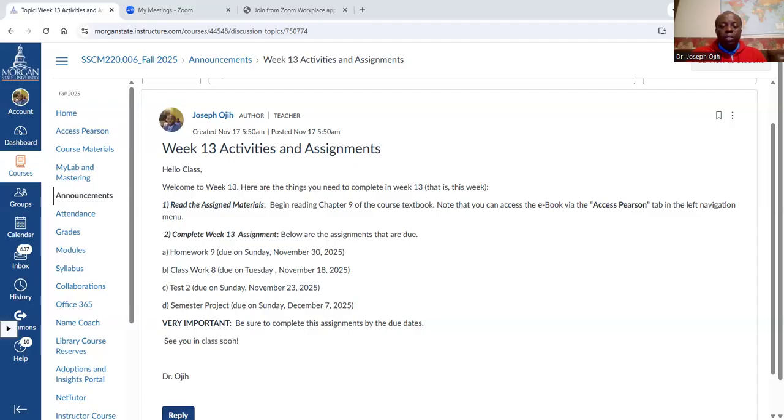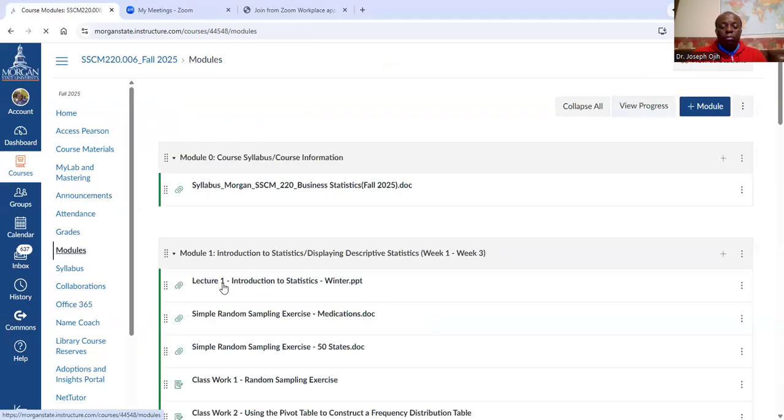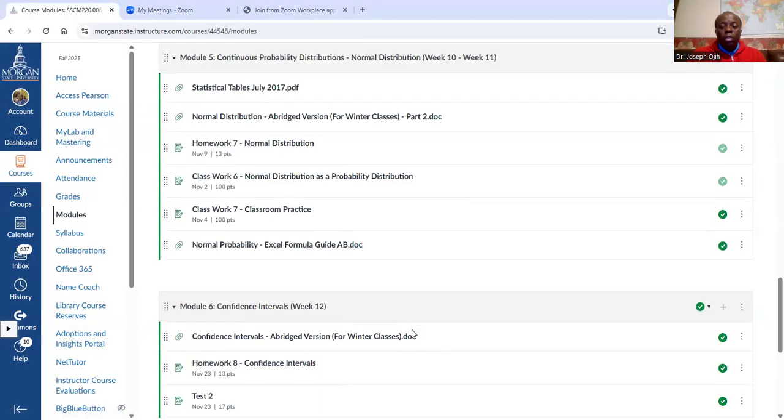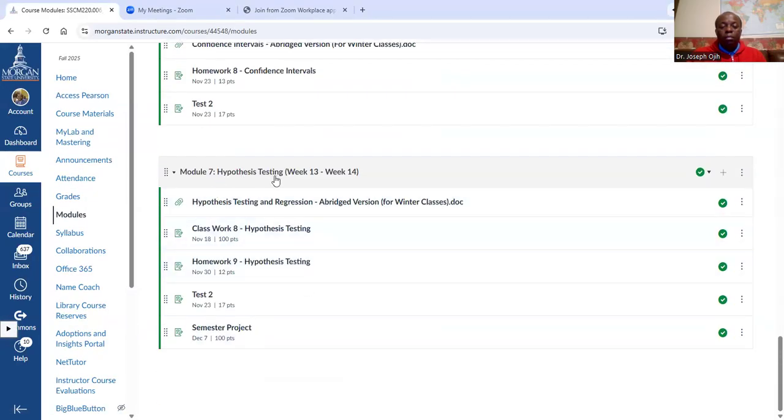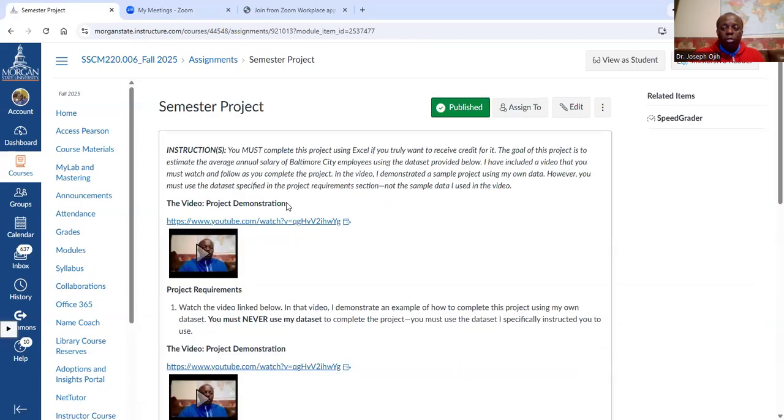For all of these assignments, when you log in, you go all the way to the modules. Scroll down to module 7, test of hypothesis. You see where the classwork will be. The homework is there already. Test 2 is there already. Semester project, if you click on this, it will open up and you see the instructions.